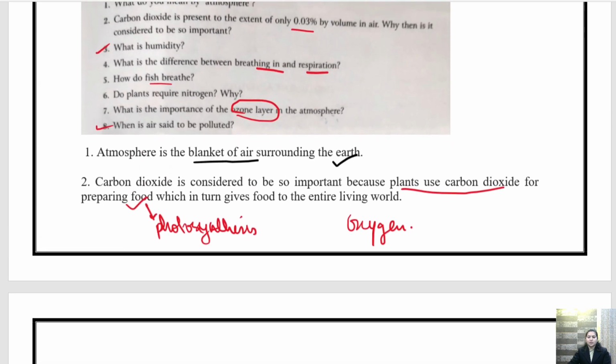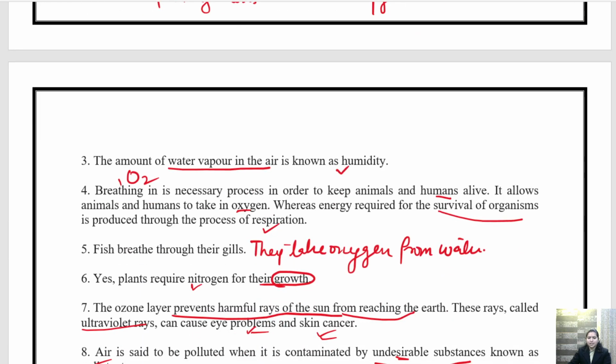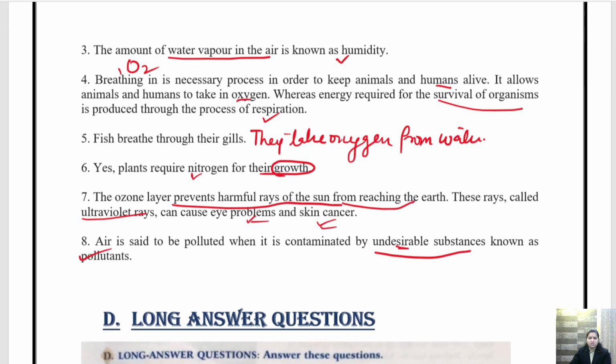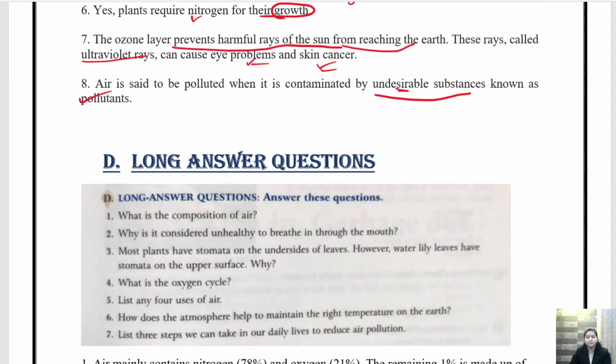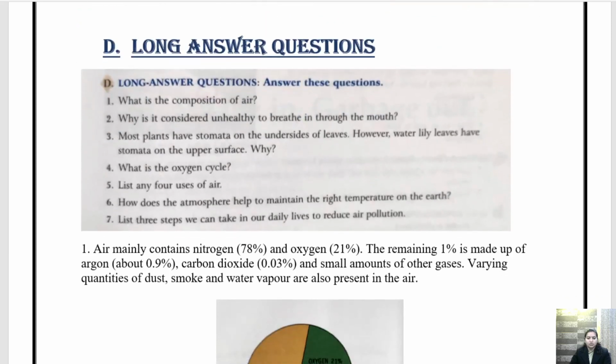So children, these are very simple questions. You have already studied them. I have already explained these answers when I was explaining the chapter, all these topics I have already discussed in class. So I think it will be easier for you to learn. Now coming to the long answer questions. Question number 1. What is the composition of air?